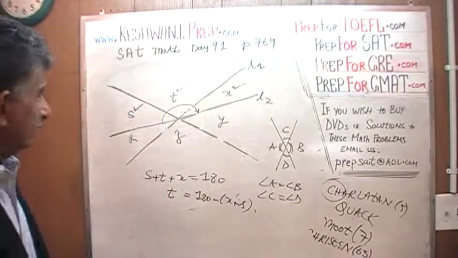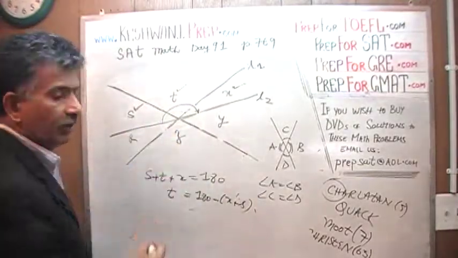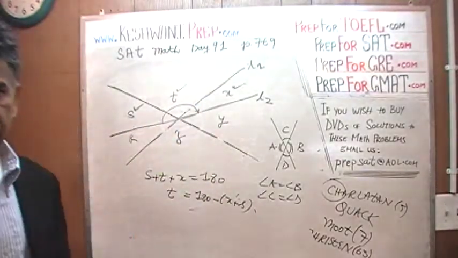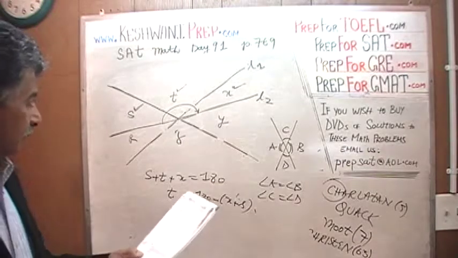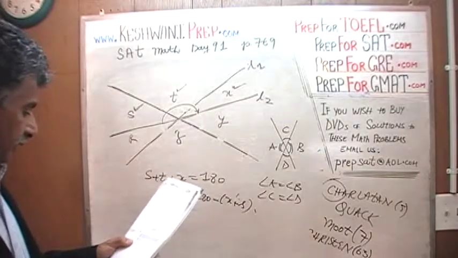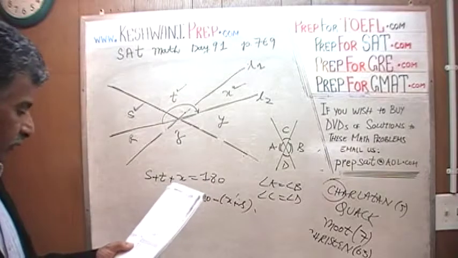And once we figure out the T, if we know the top 3 angles, we can figure out the bottom 3 angles because they're all opposite angles. That one was S and X. Let's look at T and Y now.